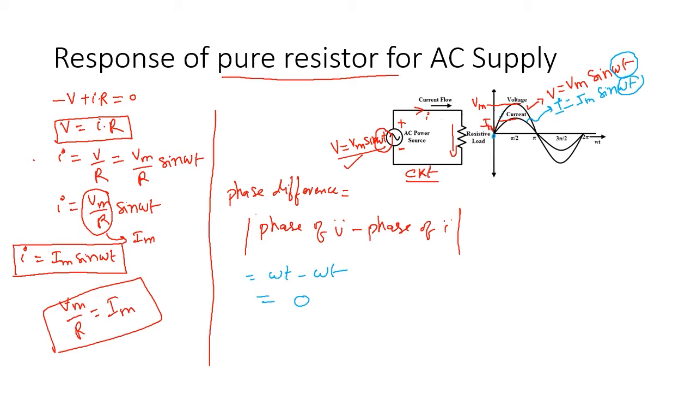Why is this magnitude changing? Because your Vm is divided by R. When current passes through the resistor, some current is consumed by the resistor. Therefore the magnitude is reduced compared to the voltage magnitude. The current magnitude is less because the current passes through the resistor. Now we see the phasor diagram. We see the next phasor diagram.